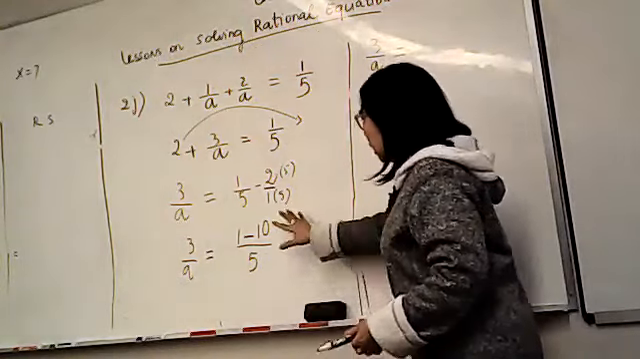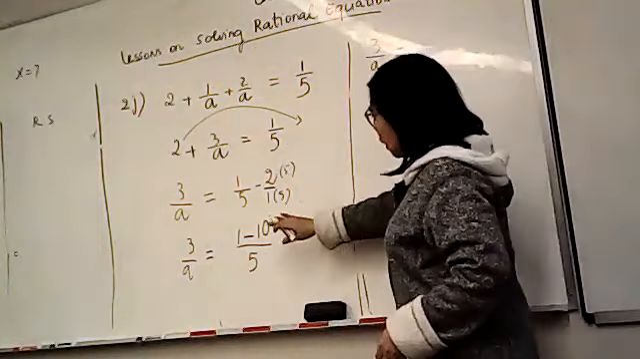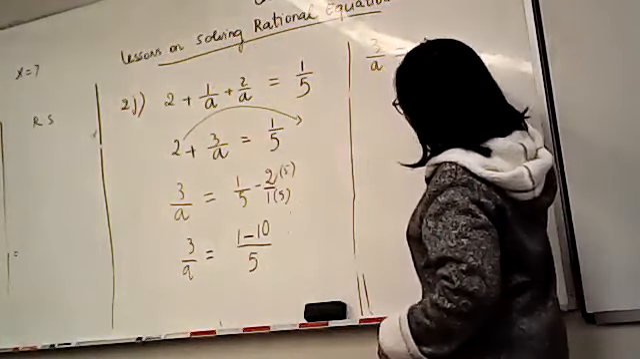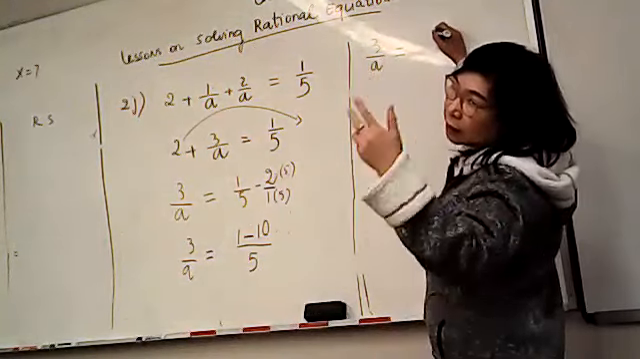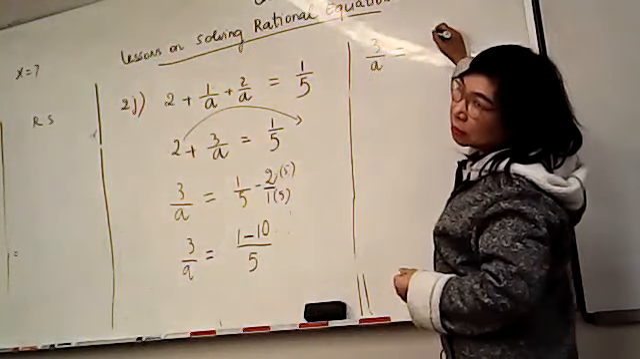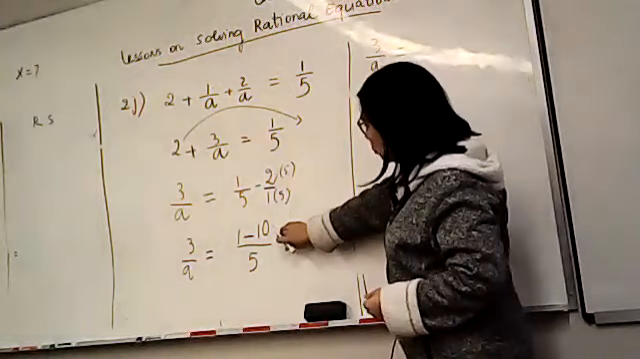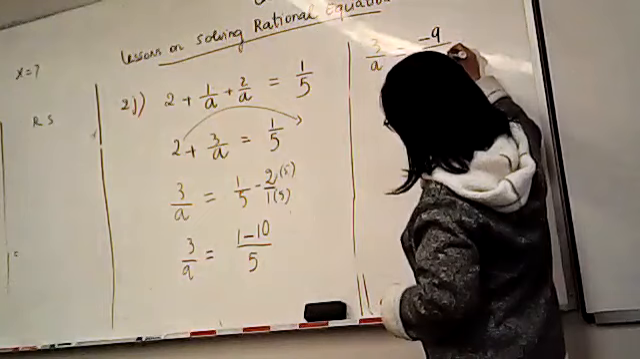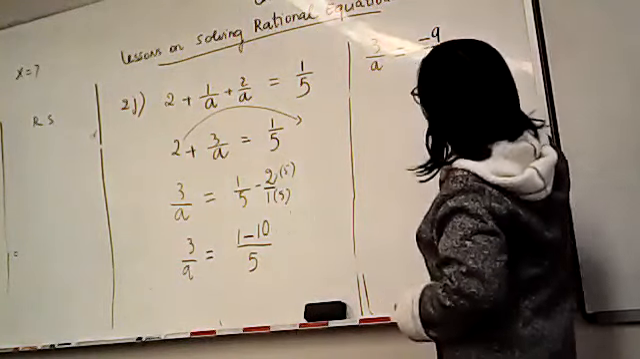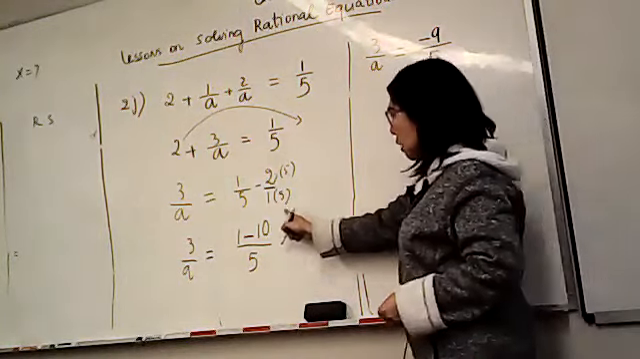So now we have 3 over 8a on the left. What do we have on the right? 1 minus 10. What does 1 minus 10 equal, Fred, please? -9. Very good. Minus 9 on top. What is at the bottom? 5a. Right? This one right here.